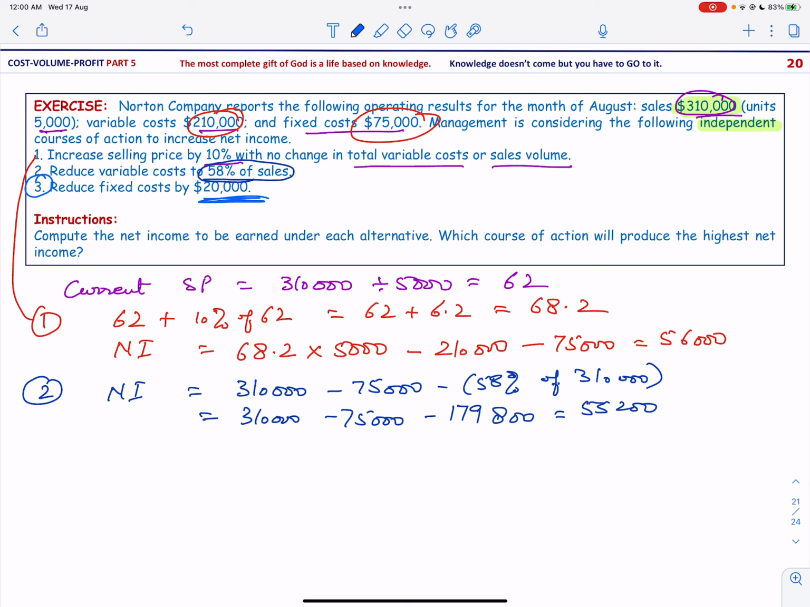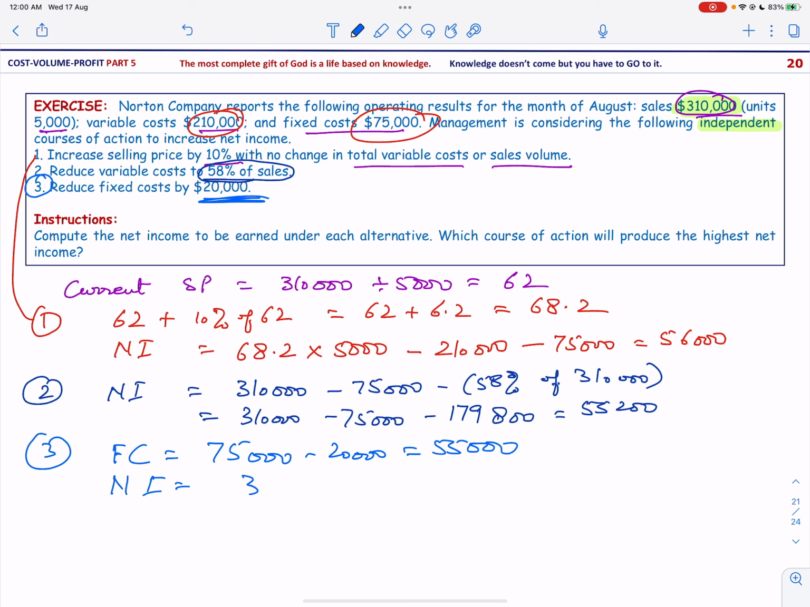So if they reduce the fixed cost by 20,000, that means the fixed cost now will be 75,000 minus 20,000, that is 55,000, and the net income will be the sales 310,000 minus the variable cost 210 minus fixed cost 55, so that is equal to 45,000.